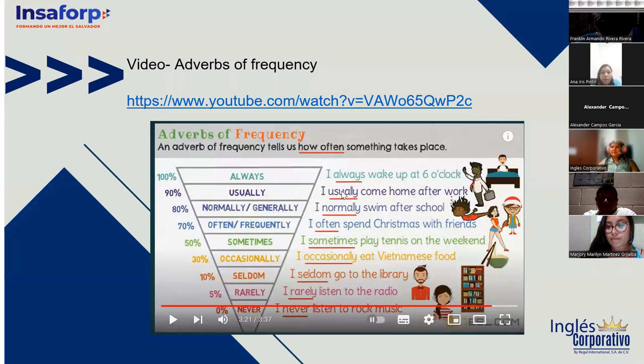I always wake up at 6 o'clock. I usually come home after work. I normally swim after school. I often spend Christmas with friends. I sometimes play tennis on the weekend. I occasionally eat Vietnamese food. I seldom go to the library. I rarely listen to the radio. I never listen to rock music. Okay, it was good. A lot of participants today. That's good. Okay, Alexander Campos.